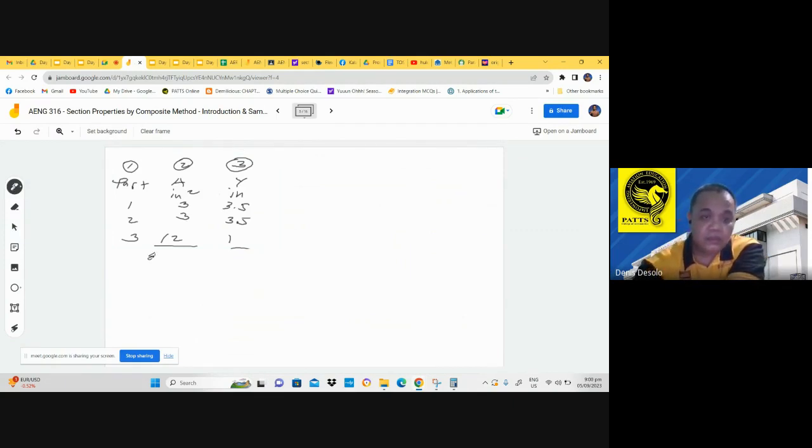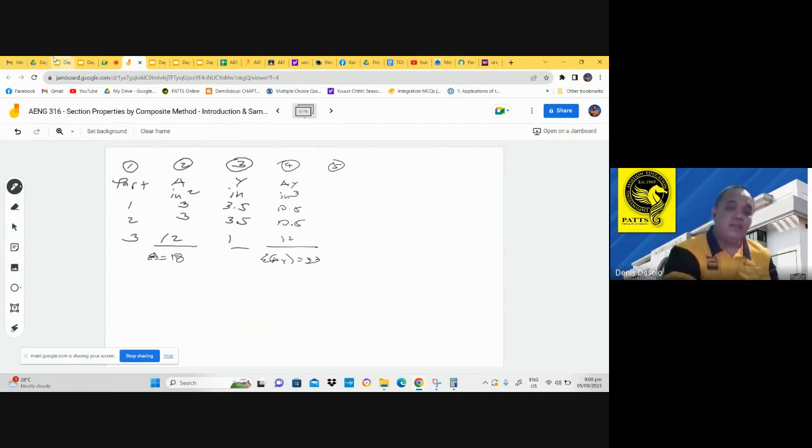Remember, we already solved the area. The fourth column, we have the area y, inch cube, 10.5, 10.5, and we have 12. So this one is 33. Then we solve for the y bar. So to continue, going back to the next step that we need.